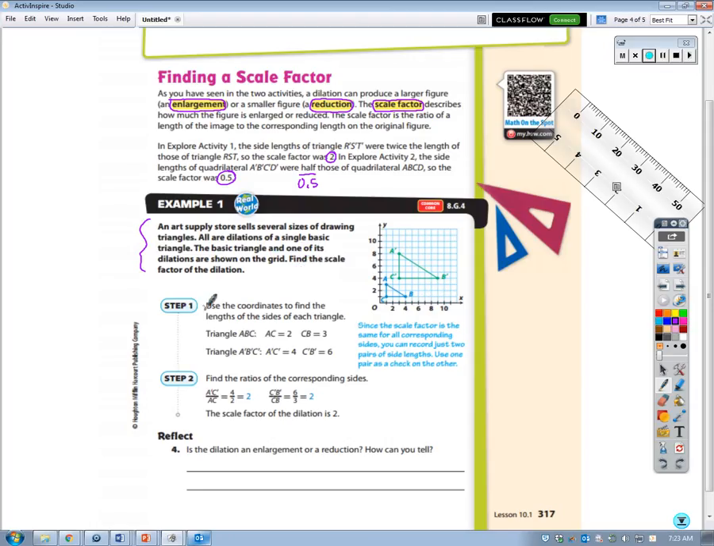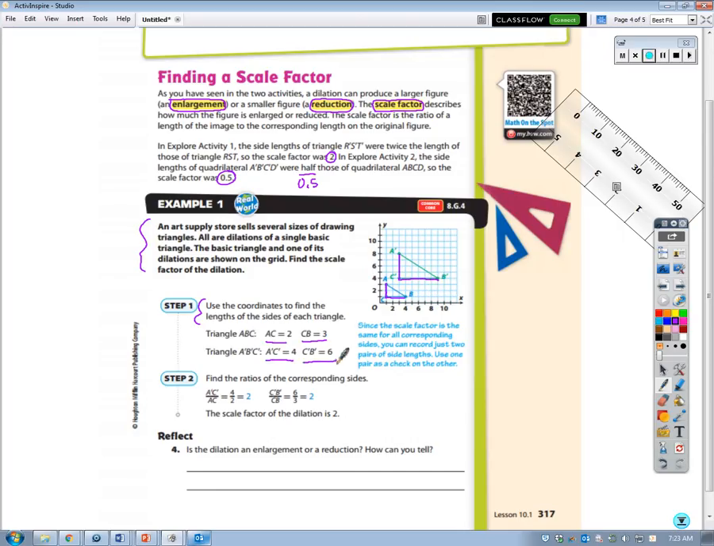So we're going to use the coordinates to find the lengths of the sides for each triangle. If I'm finding AC, that's 2 units, which is what they did here. And CB, that's 3 units, so that's what they did here. So AC was 2 units, BC was 3 units. So I'm going to find the corresponding side lengths. A'C' is 4, and C'B' is 6.